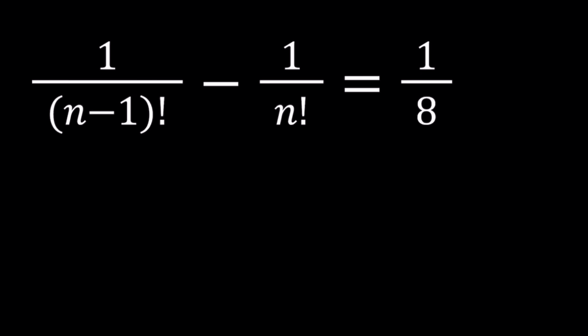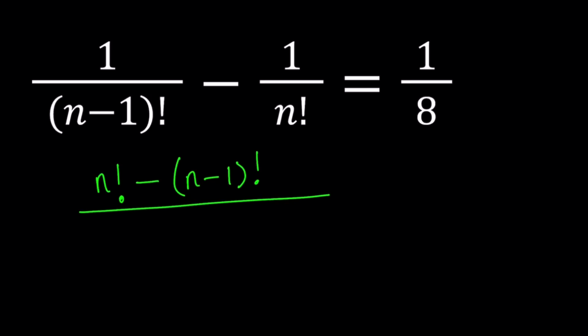We have 1 over (n minus 1) factorial and 1 over n factorial. So why not make a common denominator? Don't factor anything. Let's just make a common denominator. So we're going to multiply the first one by n factorial and the second one by (n minus 1) factorial. So the numerator is just going to be the difference of those two things divided by the product of the denominators, right? Like this. And this is equal to 1 over 8.